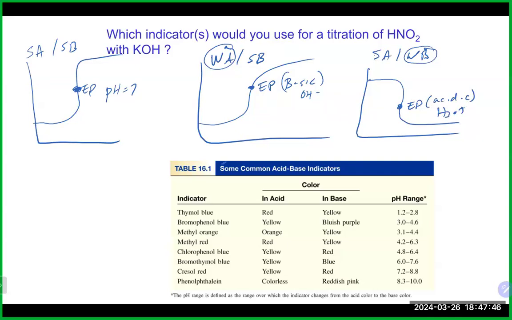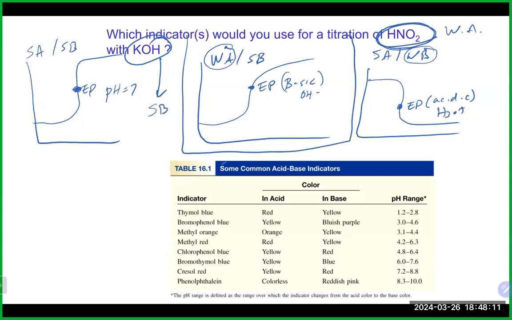So what we want to identify here is what we're dealing with. HNO2 is what type of acid? It is a weak acid. I know that just because it's not one of those 6 that are strong. So it's a pretty safe bet that it's going to be weak in this case. KOH is what type of base? Strong base. That means the combination I have working for me here is this one, and that means that I should expect the equivalence point to be basic.